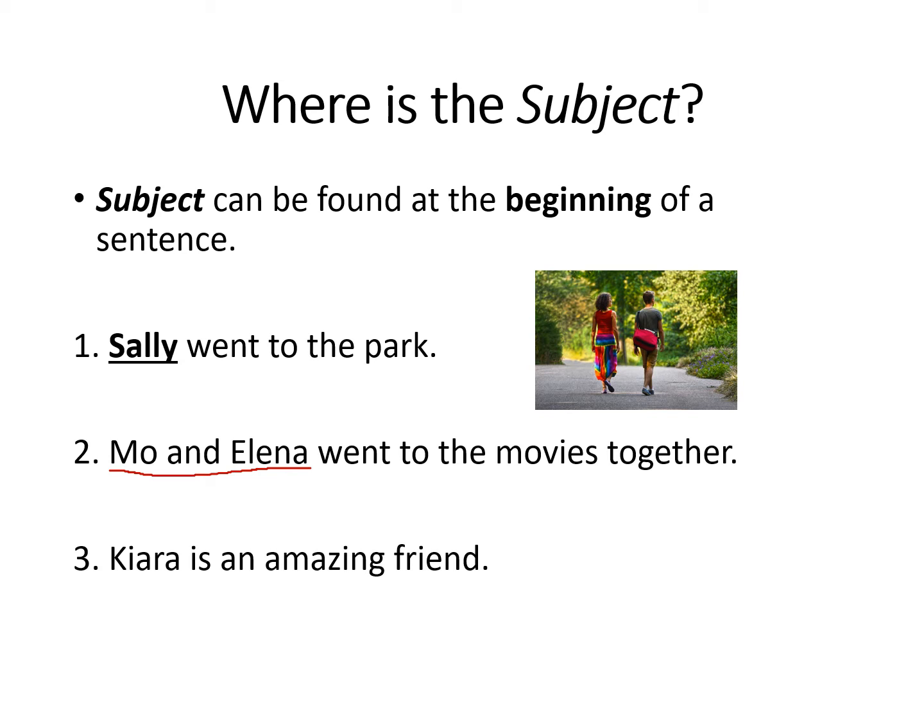Let's go to sentence number 3. Kiara is an amazing friend. Who or what am I talking about? I'm talking about Kiara. So Kiara is the subject of the sentence. And as you can see, the subject is found at the beginning of the sentence. We have Sally went to the park, Mo and Elena went to the movies together, Kiara is an amazing friend. These three subjects are found at the beginning of the sentence.